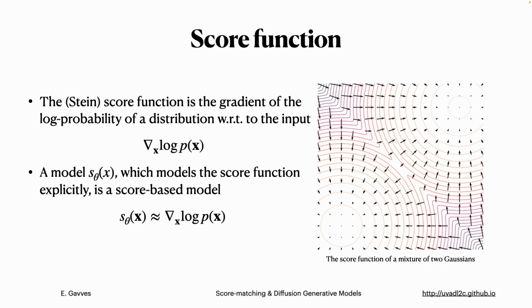A model S_theta, which tries to simulate, to approximate the score function explicitly, is a score-based model. So score-based models are models that try to look like the gradient of the log likelihood with respect to the input variable x. That's it. Now, okay, this is the very high level. The obvious question is, so what?